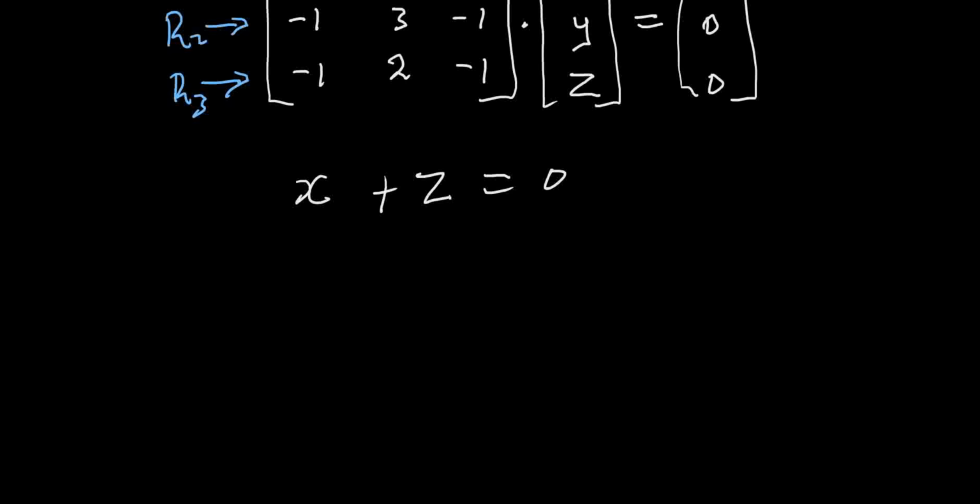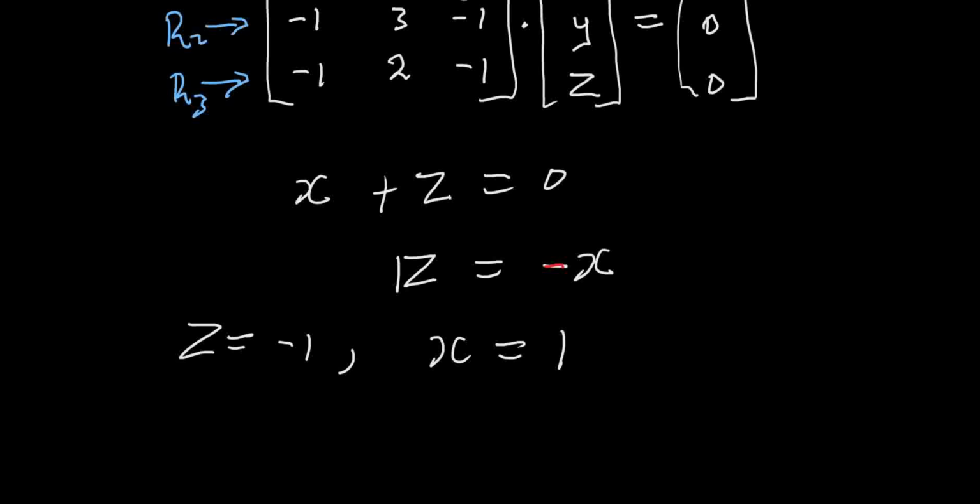From this, if we subtract x from both sides, then z will be equal to negative x. Now from this, the coefficient of x is negative 1, and that is the value of z. So z is equal to negative 1. At the same time, the coefficient of z is 1, and that is the value of x. So x will be equal to 1. So we have found the value of x and z.